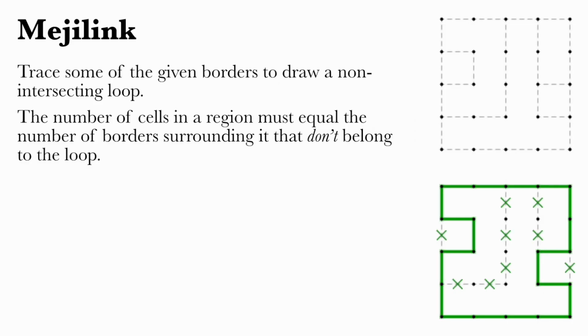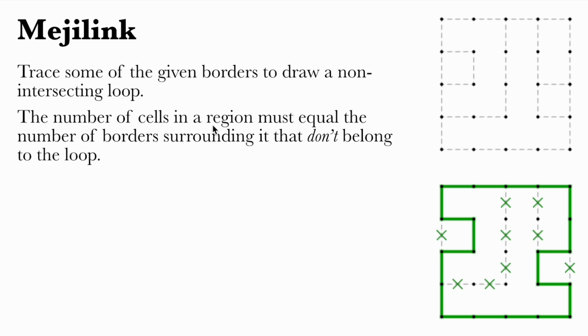Today's puzzle is a Mejilink, and let's take a look at the rules. The rules of Mejilink are: trace some of the given borders to draw a non-intersecting loop. That part is pretty straightforward. We are just going to make a loop in the grid like we do in many puzzles, going orthogonally, vertically and horizontally around the grid, but with the slight twist that the potential borders are given by these dotted lines. We can't jump across the gaps. It's just got to be on these borders.